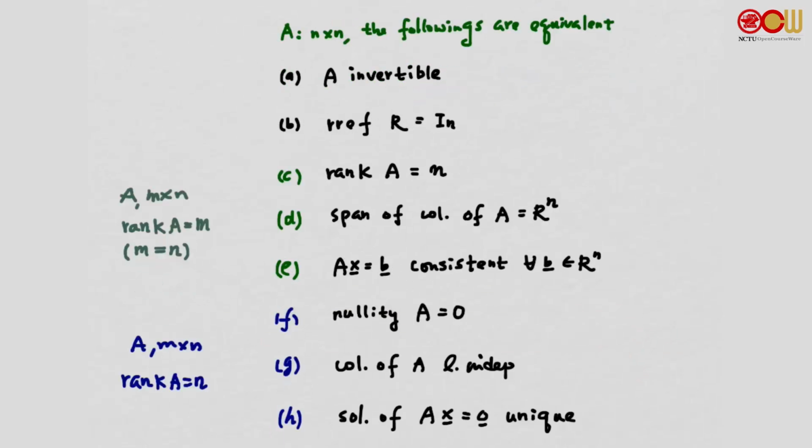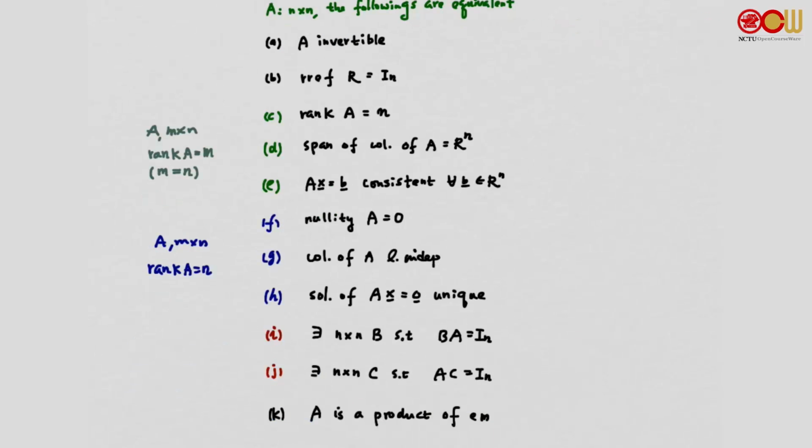Now that rank A is equal to n, nullity of A will be equal to 0. It's equal if and only if nullity of A is 0. From what we have learned earlier, this is if and only if the columns of A are linearly independent, and if and only if the solution of the homogeneous equation is unique. So statements A to H, all these are equivalent statements.